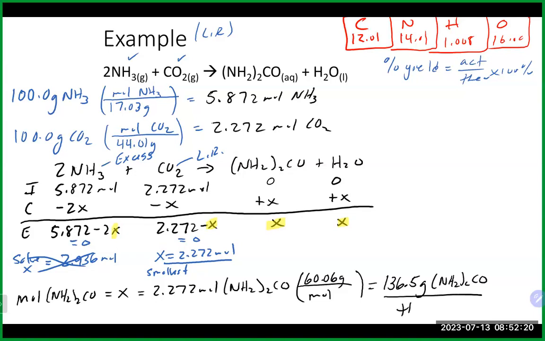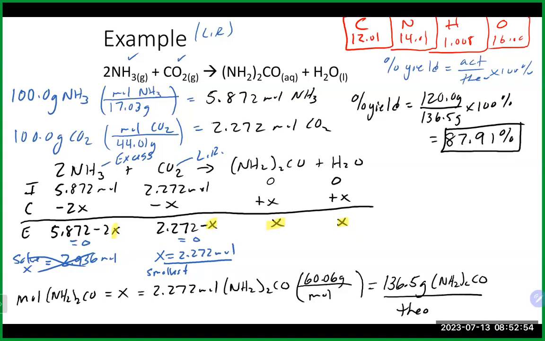And this would be our theoretical yield for that product, which is what we need for our percent yield. So our percent yield here would be the actual, which was given to us, and I believe that was a 120, if I'm not mistaken, divided by our theoretical, which is 136.5, times 100%. So 120 divided by 136.5, times 100. We're going to end up with 87.91%. Still not too bad in that sense. Any questions on any of those steps there?